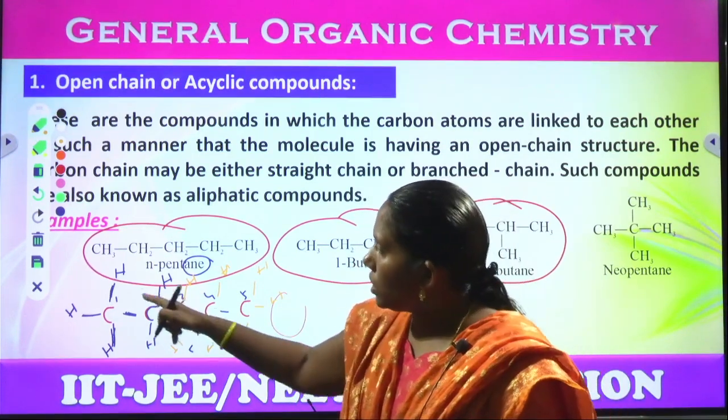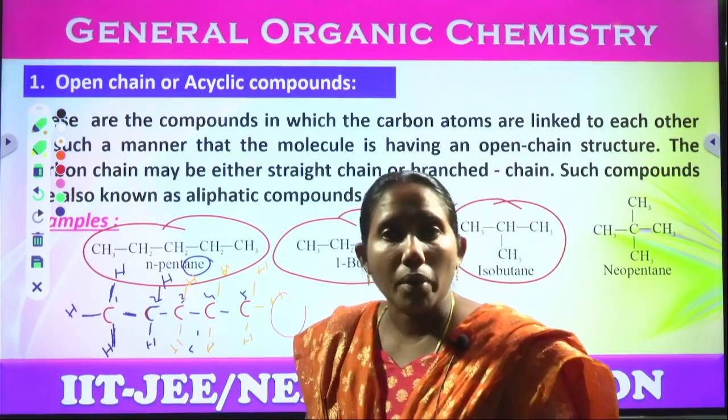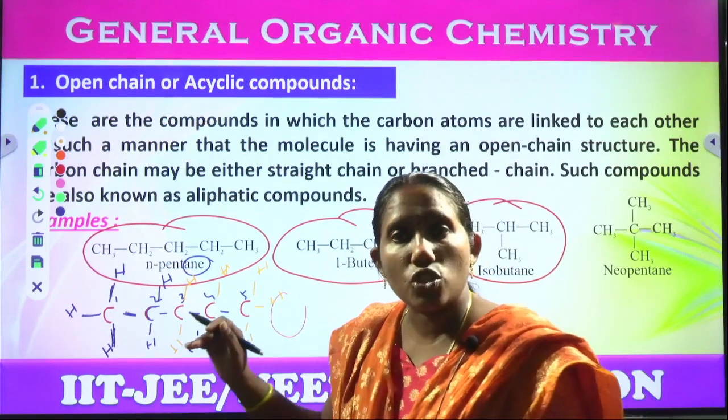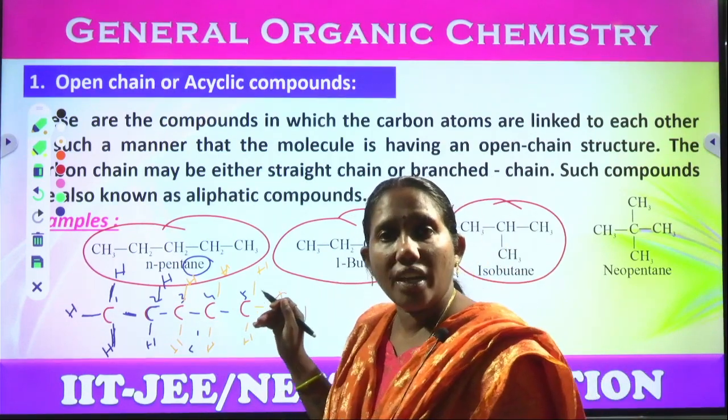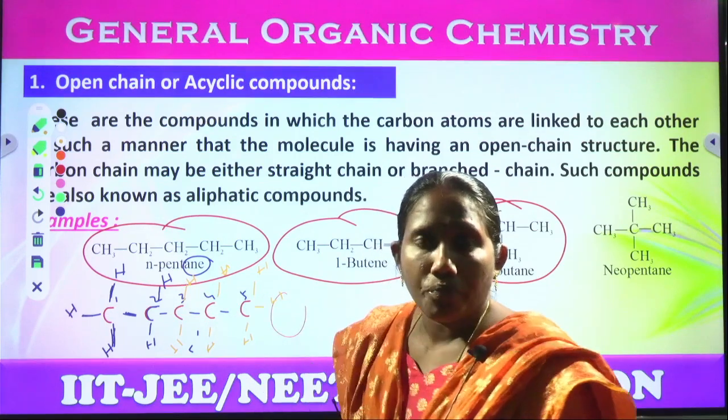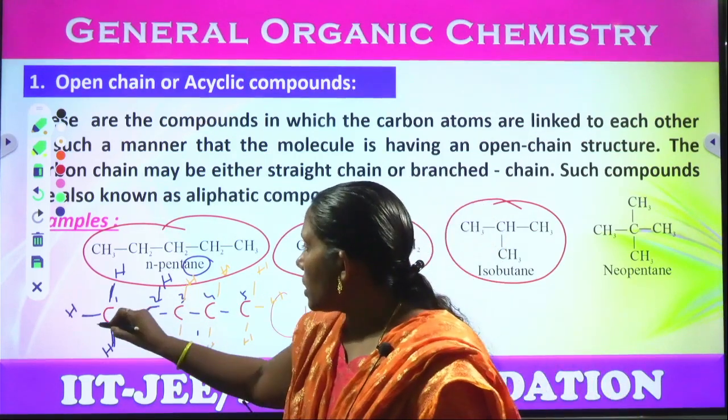So what does N mean? N means normal, meaning a straight chain. N-pentane means a straight chain. Right? So this is the structure.